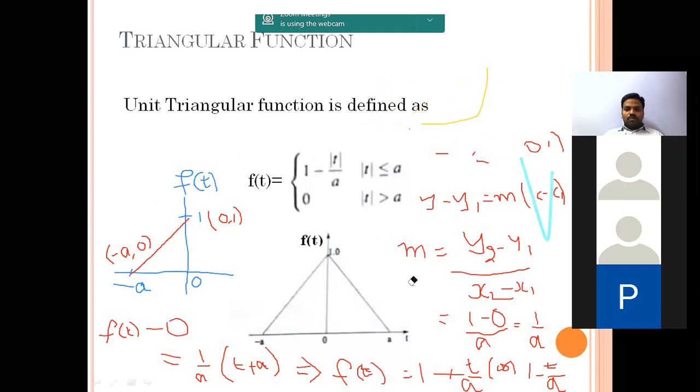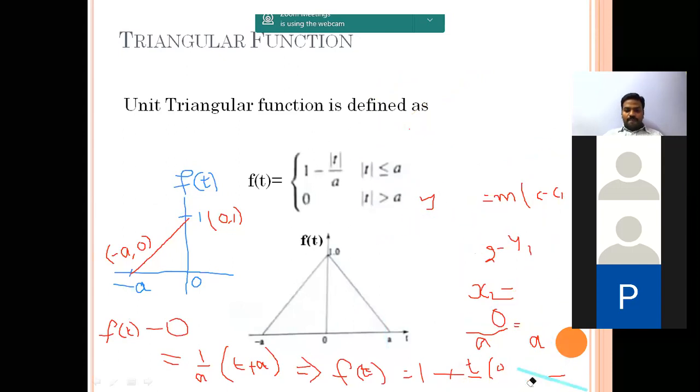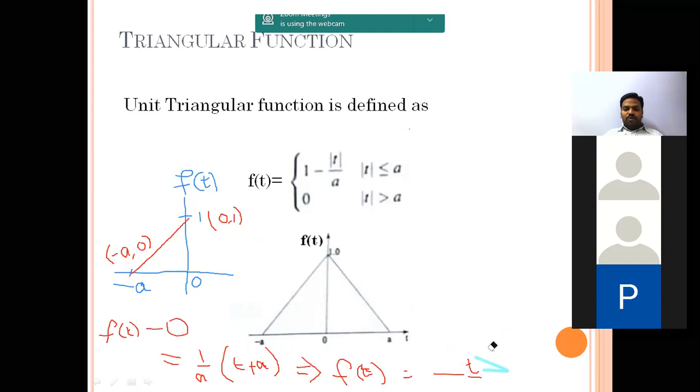Okay, first let me erase all the... Is it clear? Is anyone having any doubts regarding these derivations of mathematical expressions from the graphical representations?